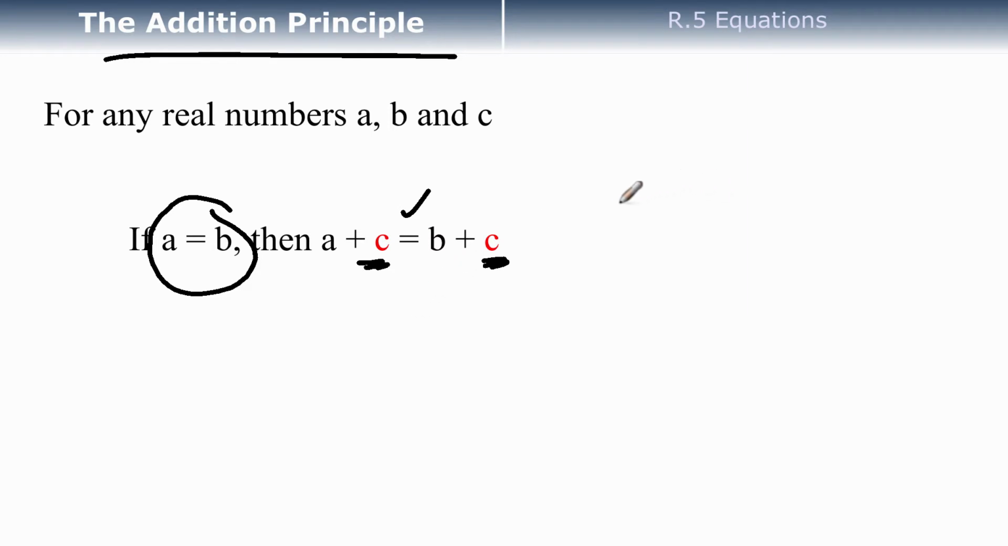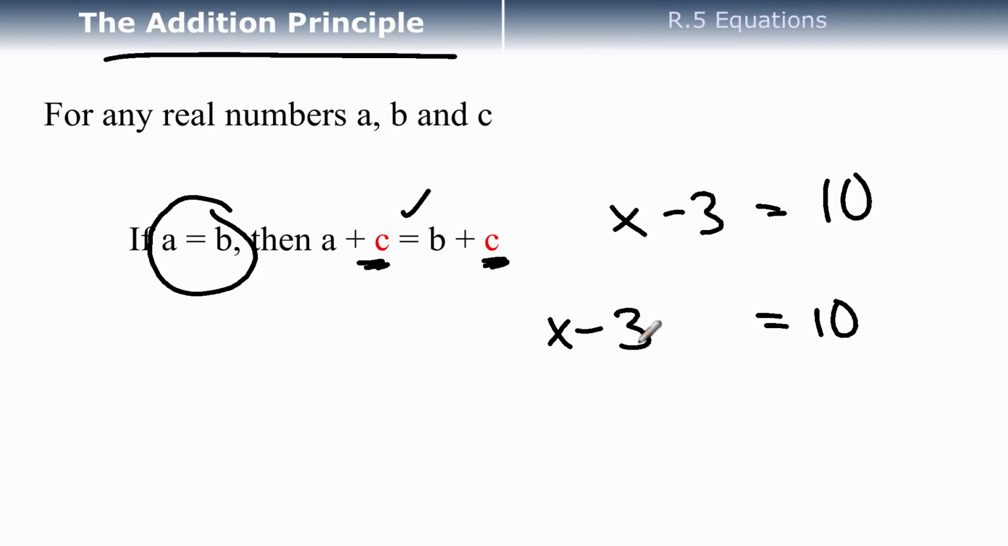So, for example, if I have x minus 3 is equal to 10, and I want to solve that, you can probably see that x is 13. But to use the addition principle, I have x minus 3 here, and I have 10 on this side. But really what I want is just an x on this side because I want to solve for what x is. So I want to get rid of the minus 3. A way I can do that is to add 3, because a negative 3 plus 3 gives me 0, and x plus 0, according to the zero property for adding, is just x. But I can't just willy-nilly add a 3 here without doing it on the other side.